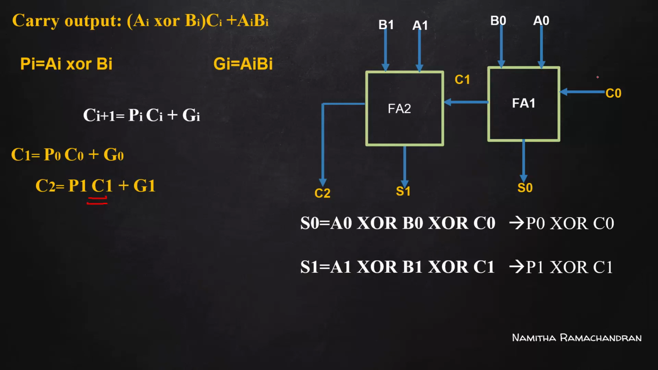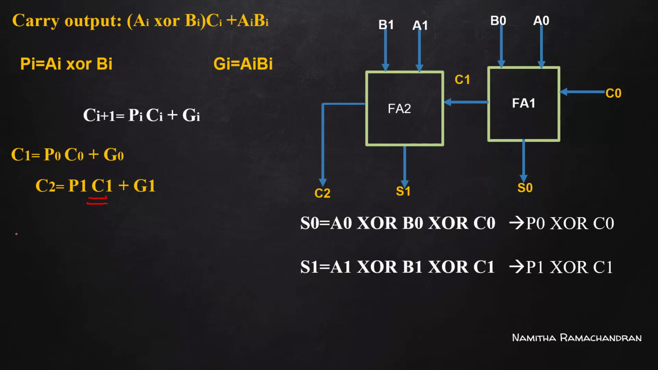Because C0, A0, B0, A1, B1, all these input values are instantly available. But the C1 is not instantly available. This full adder circuit 2 needs to wait until this full adder circuit 1 generates the carry output value. And if it is possible to convert the expression for the C1 in terms of C0, then we can reduce that propagation delay, because this C0 is instantly available. So that is our aim.